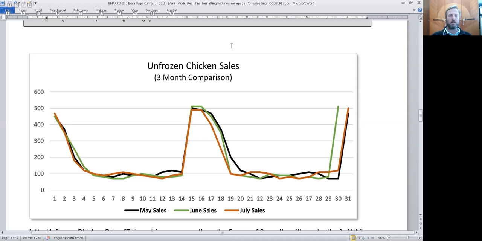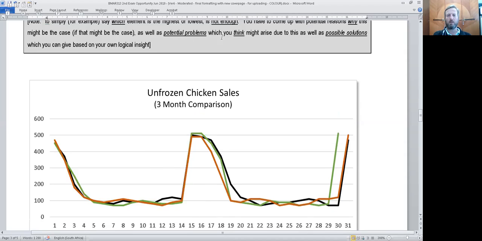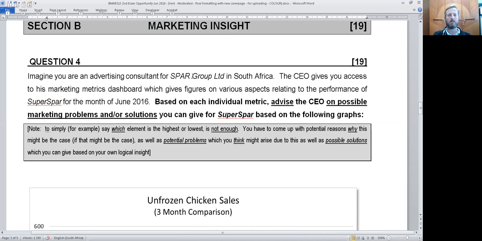The graphs and the statistics in this paper that I'm giving you relate to 2019, and all the information I'm giving you is fictitious, so it doesn't relate to real life. Even though it relates to a real life company, the stats are made up. So the company we took is Spar. Spar is one of the top 3 FMCG retailers in South Africa.